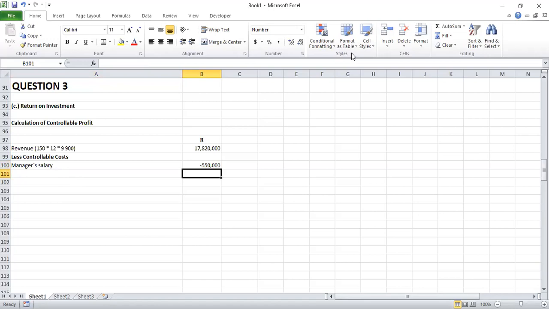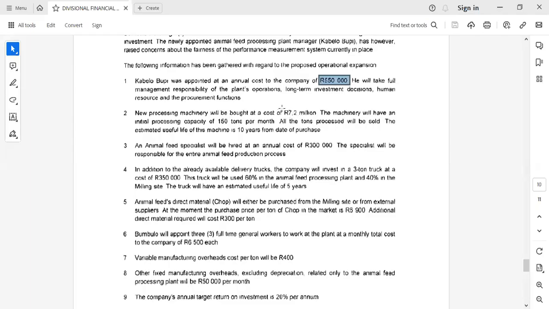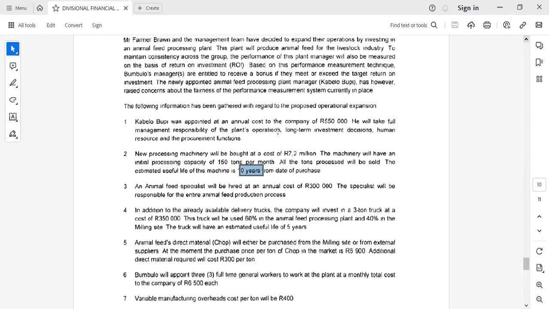Right. So unless told otherwise, we would assume that they are controllable. Right. Then there's also the machine which was bought for 7.2 million, and it will have an estimated useful life of 10 years. So there will be depreciation there. And we know that Kabelo will be responsible for all plant operations and long-term investment decisions. So the depreciation will be part of his decisions.